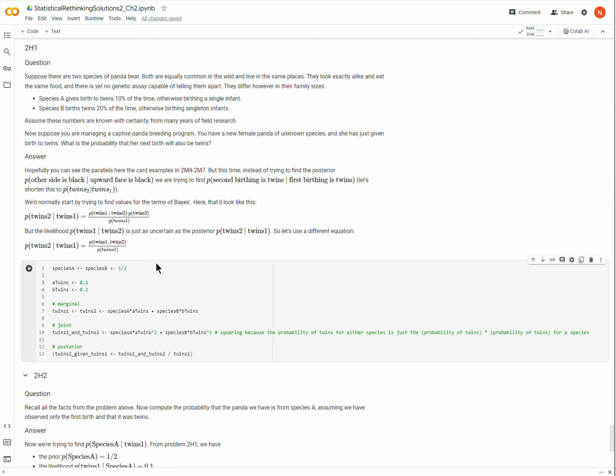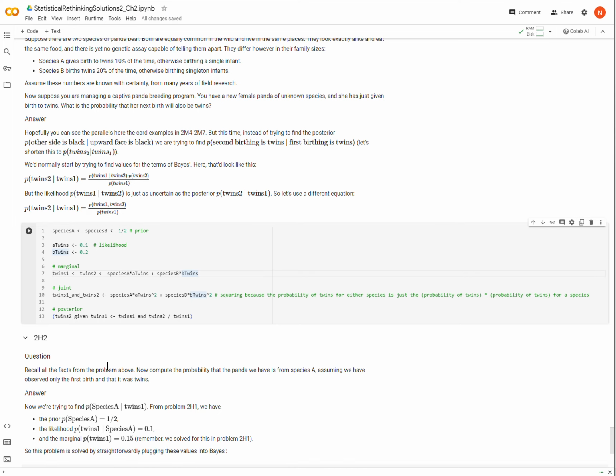Let me annotate some of this. So this was our prior at that time, and then these were both likelihoods. And then we also have the marginal from here. So what is the probability of having twins at the first birthing, just having twins? Well, it's the prior probability that we have species A times the probability of having twins if we're species A, and then the same for species B. And so that served as our marginal.